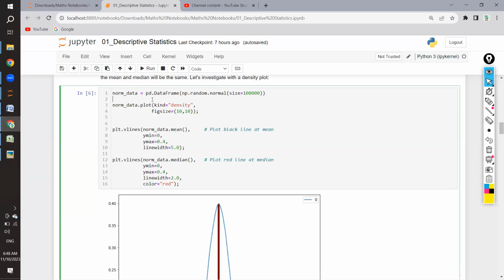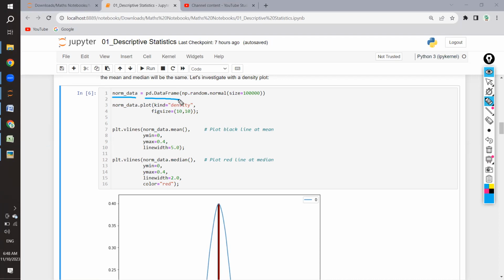Now here I am trying to create a data. pd.DataFrame will create the data frame. What is pd? pd is pandas. We have imported it as pd, and I'm trying to collect the data frame.